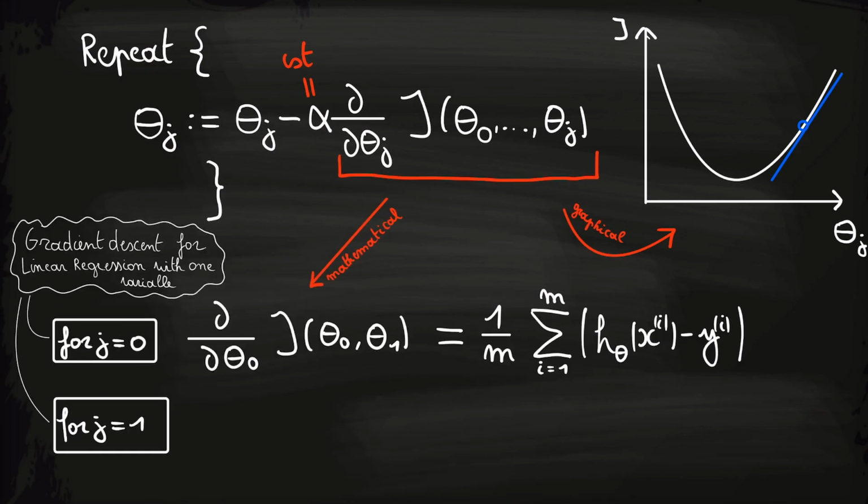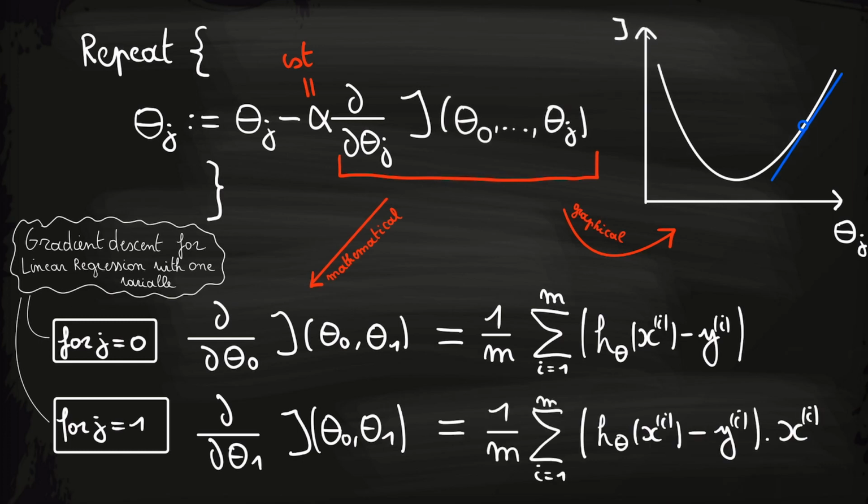So next, let's see what the partial derivative of the cost function with respect to θ1 looks like. Again, we can calculate this partial derivative, which will give us the following term. You can see that it looks almost the same as the partial derivative with respect to θ0, only with the difference that we add the term x superscript i.